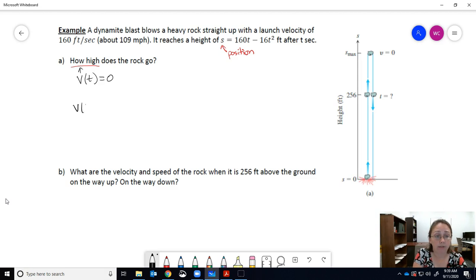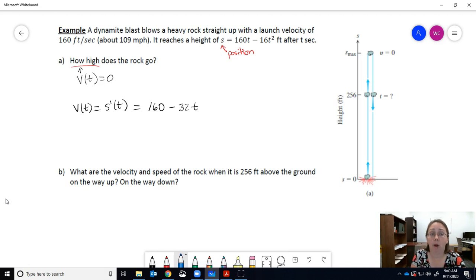Well, velocity, v of t, is equal to the derivative of the position function. They gave us a position function, so we just need to take the derivative. What's the derivative of 160t with respect to t? Well, 160 is a constant multiple, it stays, and the derivative of t is just 1. We talked about the derivative of a linear function being 1, or whatever number's in front. Minus, here we have negative 16, it stays, multiplies by the power. So 16 times 2, and then t to 1 power less. So we have our velocity.